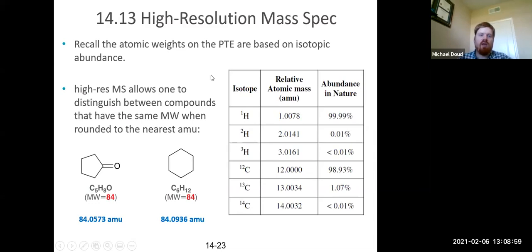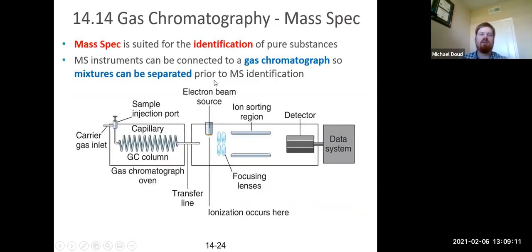Yep. Okay. And this is just shoring that up. We don't actually use high-res mass spec in this lab, but when you do analysis in the future, you may run into one. So just so you know, it's a way to be more certain that you have a particular compound.